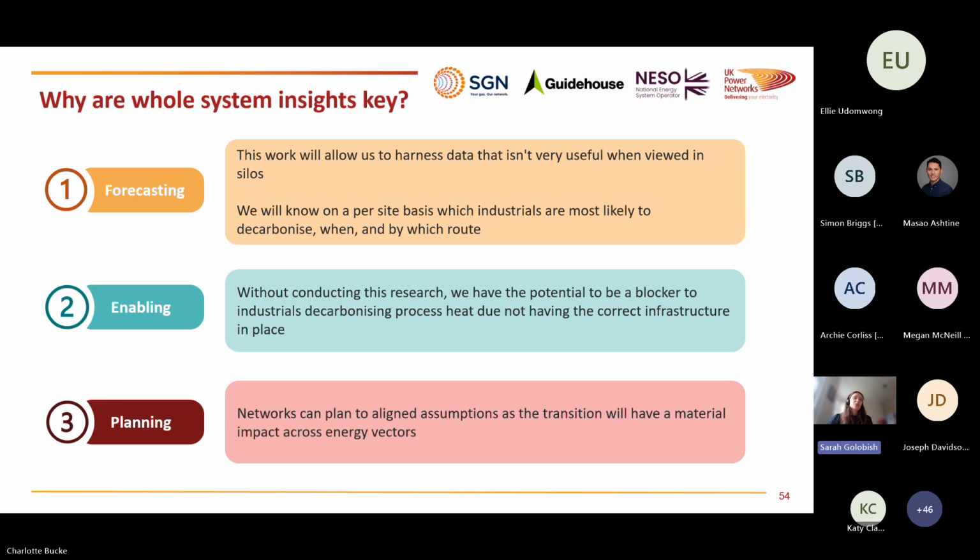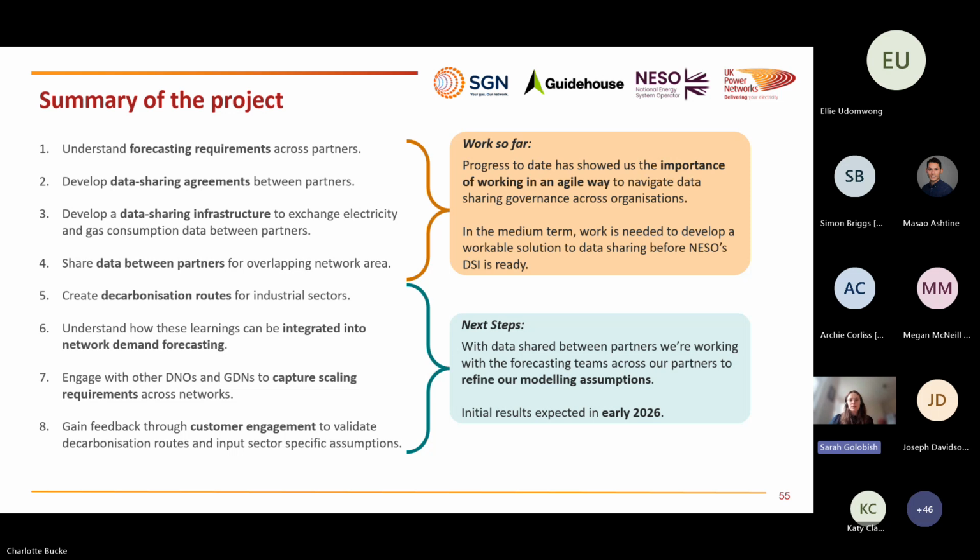Second, it enables both electricity and gas networks to better facilitate the decarbonization of industry by allowing us to have sight of the potential scale of industrial demand on our networks into the future. Finally, planning to aligned assumptions ensures that investment is aligned across gas and electricity, and that we're each investing where it's needed most. The next slide provides an overview of what we're working on within the project.